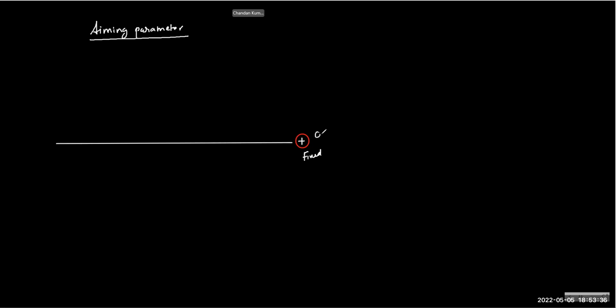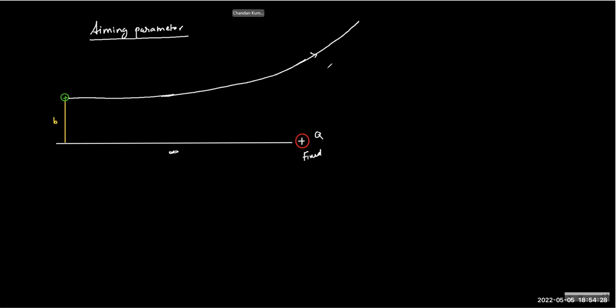So this is the fixed charge, and let's call the charge Q. There are two types of questions we come across. Generally, from a given height, which we call the aiming parameter, B, we project another point charge. Initially it is at infinite separation, so nothing happens. But as it comes closer, the repulsion starts pushing this charge like this. Understood?